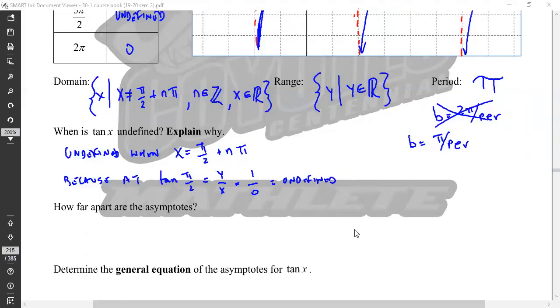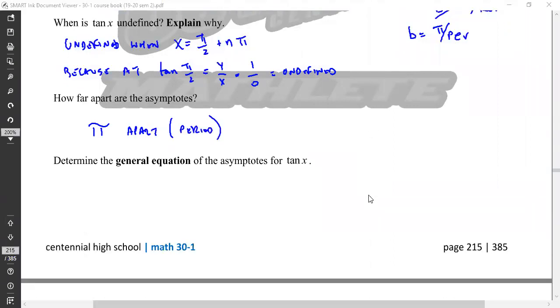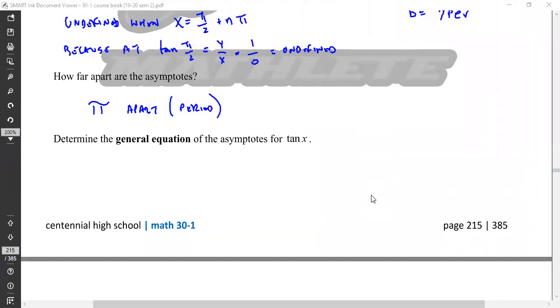How far apart are the asymptotes? They are pi apart, which is the period. The general equation for asymptotes, that first asymptote would just be x is equal to pi over 2. The general equation means we want an equation for all of them. So very similar to what we did in domain. Pi over 2 plus n pi just means we're going to be adding whole number multiples of pi, or subtracting whole number multiples of pi, which works when n is an integer.